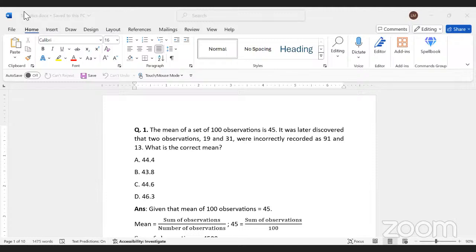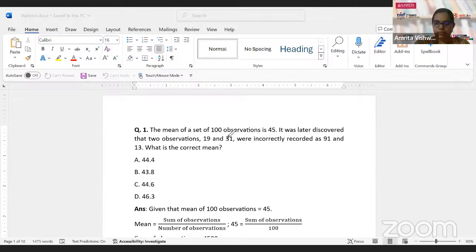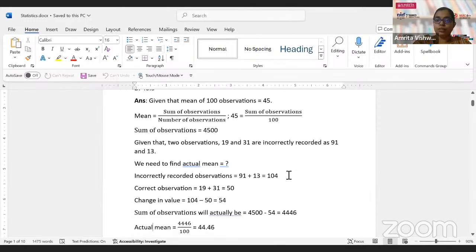So yes, I hope at least some of you have got the answer. We'll just check how we'll solve the very basic question from the chapter Statistics. You know the formula of mean. So we'll start with the basics itself. The question says the mean of 100 observations is 45. So what is the formula of mean? We have always studied that it is the sum of observations divided by the number of observations. In the question, the mean is given as 45 and the number of observations n is 100. So I get the sum of observations as 4,500.